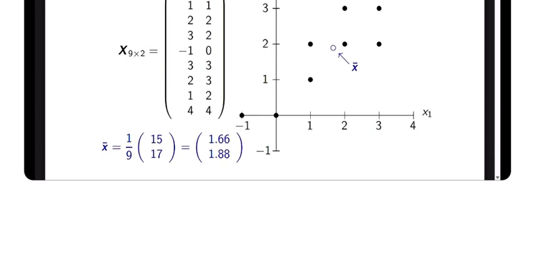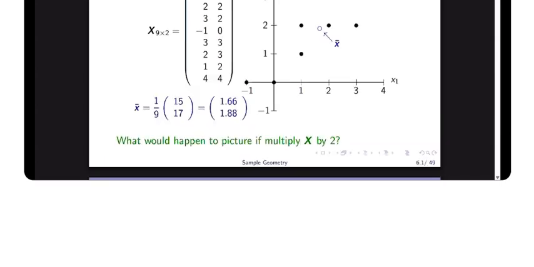If I want to understand this more, I can provide a geometrical representation where I just plot them. This is the plot. Where's 0, 0? That's where 0, 0 is. So where's 1, 1? That's 1, 1. I'm plotting this here. This is two-dimensional because I have two variables.